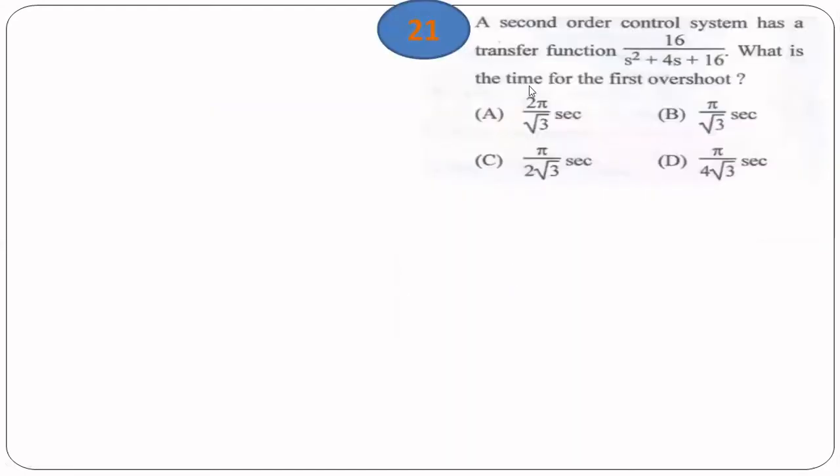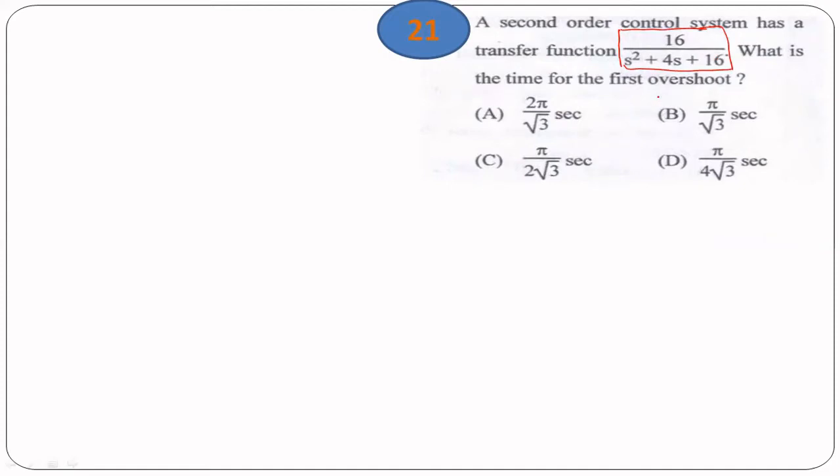So this question is basically about control systems. As you can see here, a transfer function is given, friends. The transfer function is given in the form of 16 divided by s square plus 4s plus 16, and we need to find out the time taken for the first overshoot.